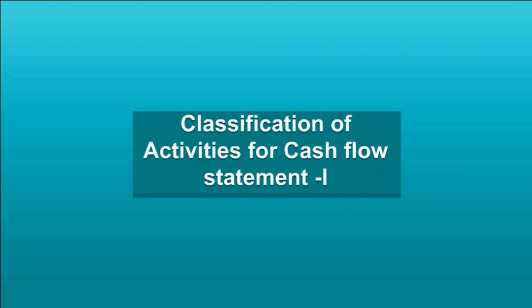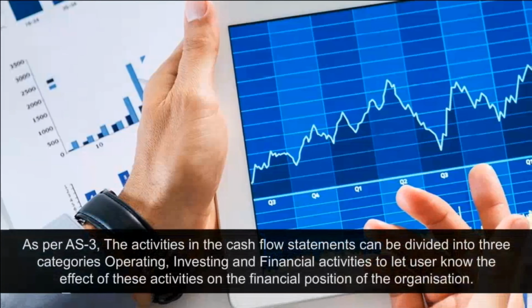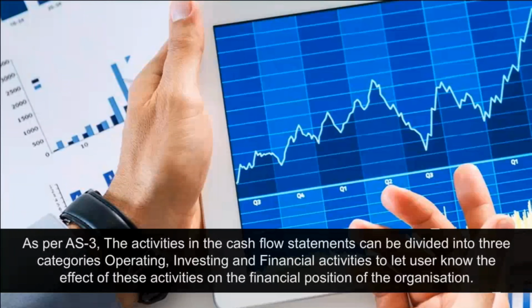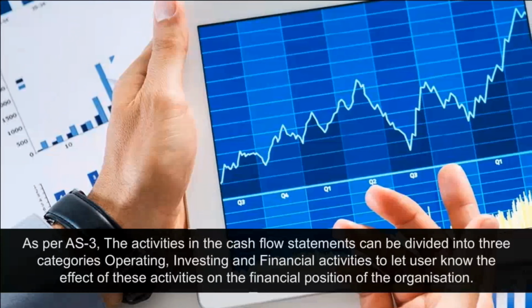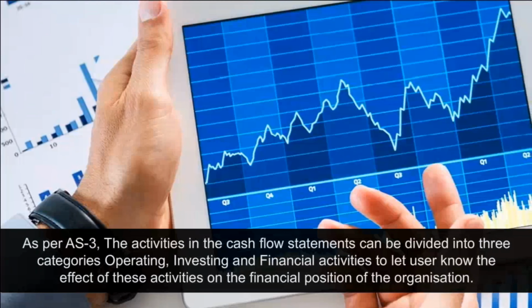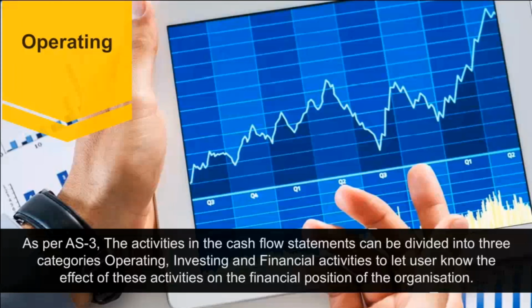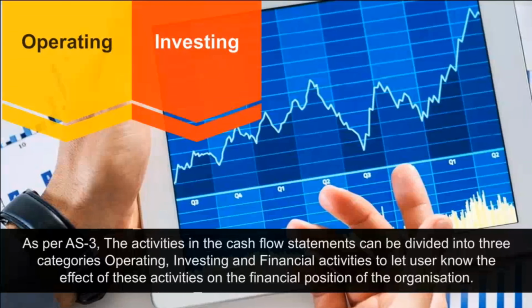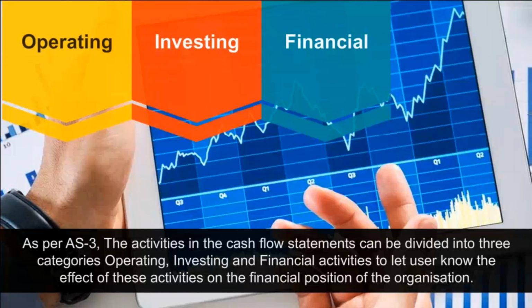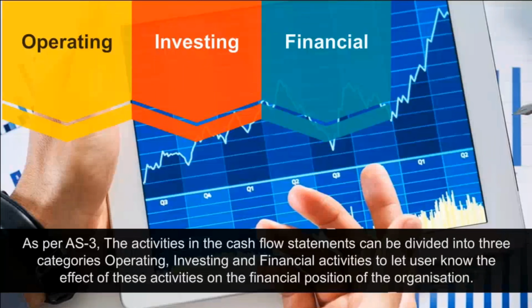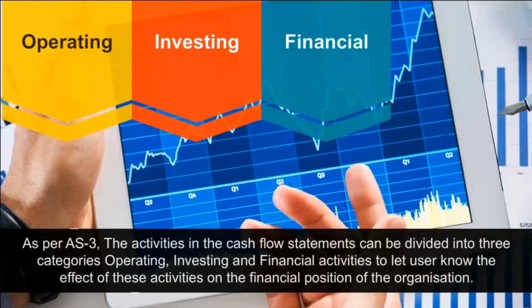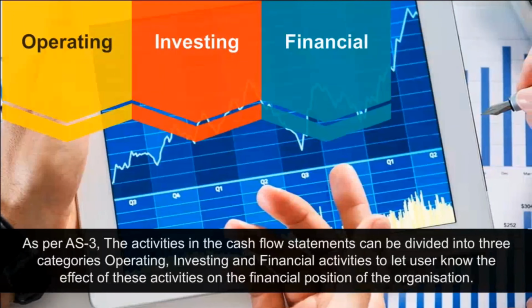Classification of activities for cash flow statement. As per AS3, the activities in the cash flow statements can be divided into 3 categories: operating, investing, and financial activities. To let user know the effect of these activities on the financial position of the organization.